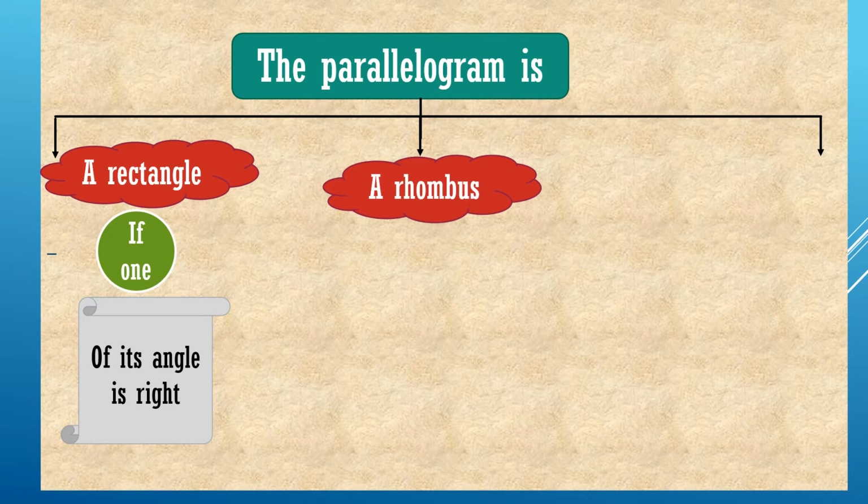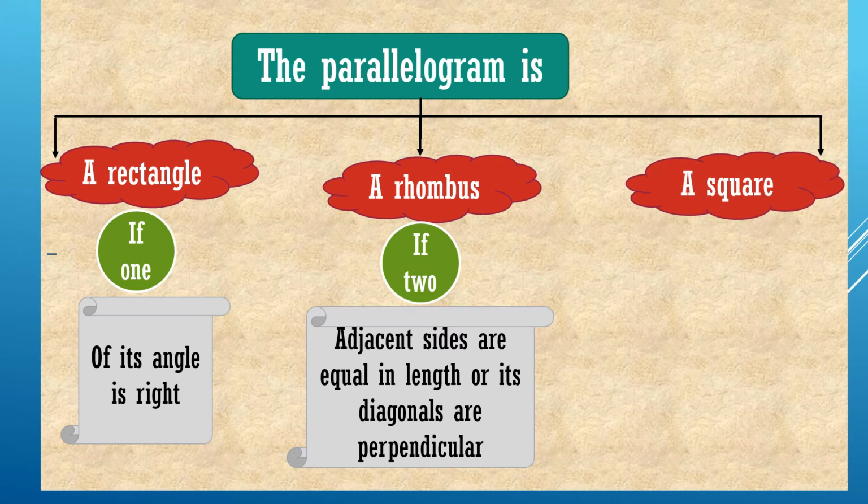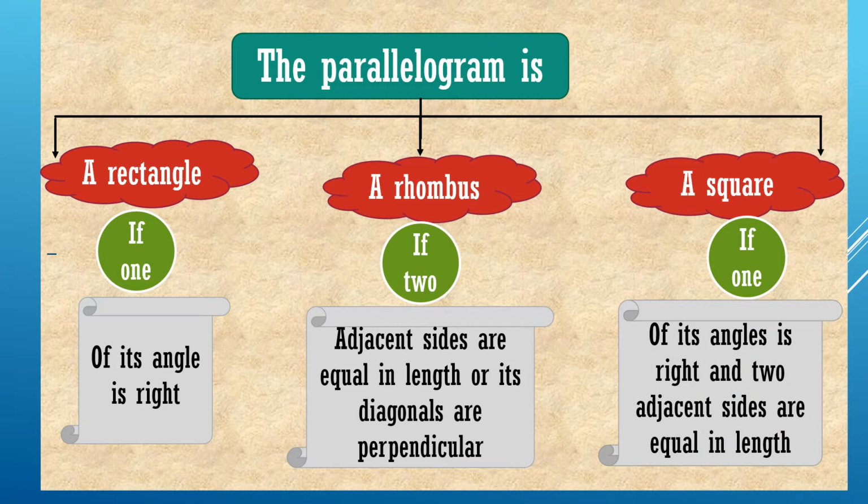A rhombus. The parallelogram is a rhombus if two adjacent sides are equal in length or its diagonals are perpendicular. You must study hard this property, okay? The parallelogram is a square if one of its angles is right and two adjacent sides are equal in length.